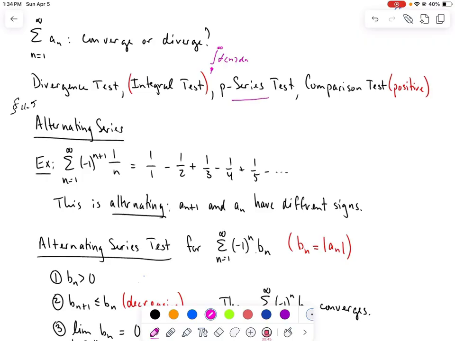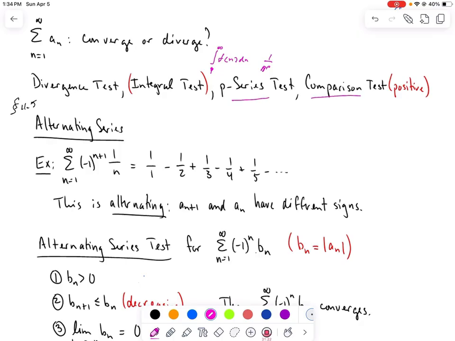Then we have the p-series test, which is pretty common and simpler to work with. We just have to check if the series looks like 1 over n to the p. If p is greater than 1, the series will converge. If p is between 0 and 1, or equal to 1, then it will diverge.